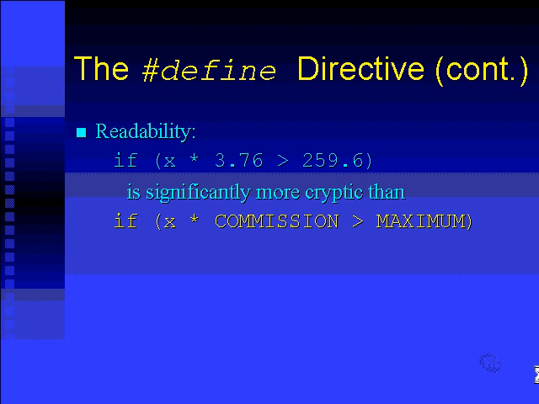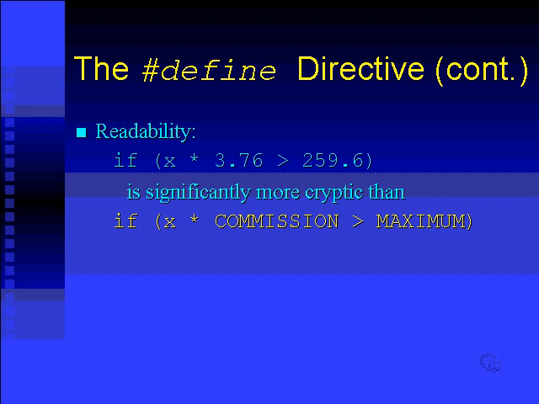That search and replace, that actual substitution, is only temporary. It's only for the duration of the compilation. When you actually go and open up your file again, you'll find it still reads commission and maximum. It won't read 3.76 and 259.6.